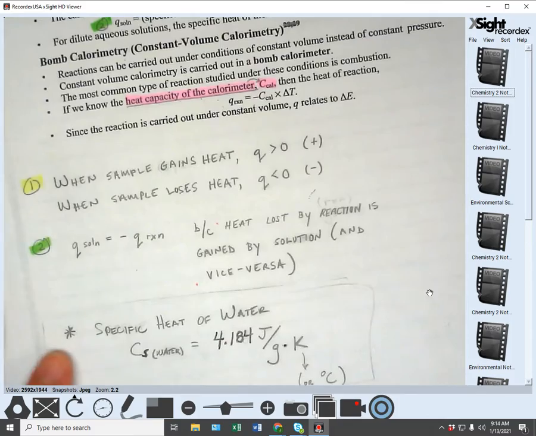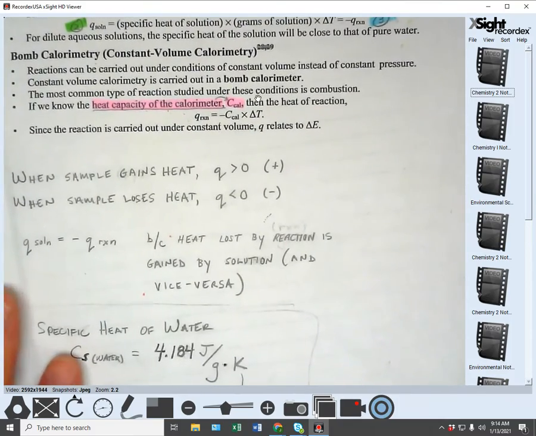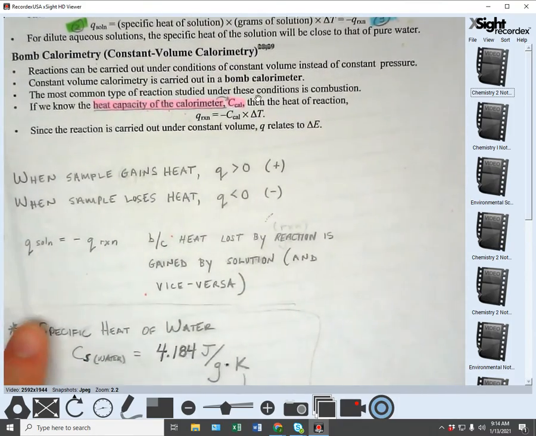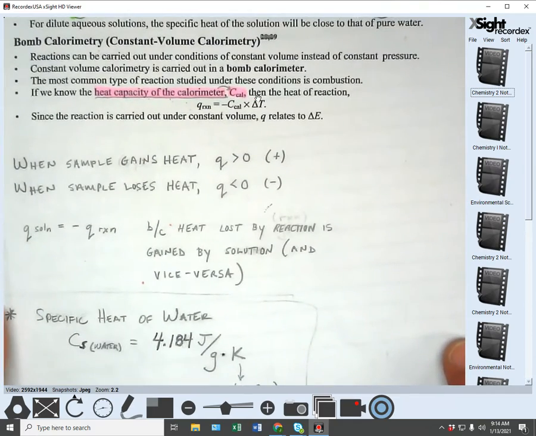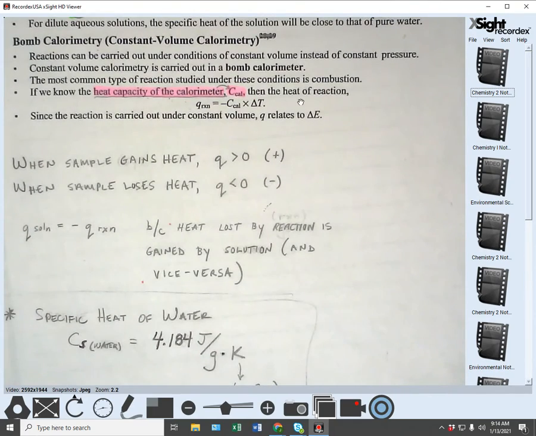So, the bomb calorimeter problems have a special equation that goes with them. How will you know it's a bomb calorimeter problem? Well, there's a couple of ways. One, it'll say something about a bomb calorimeter. Okay. Or two, it will give you a heat capacity.